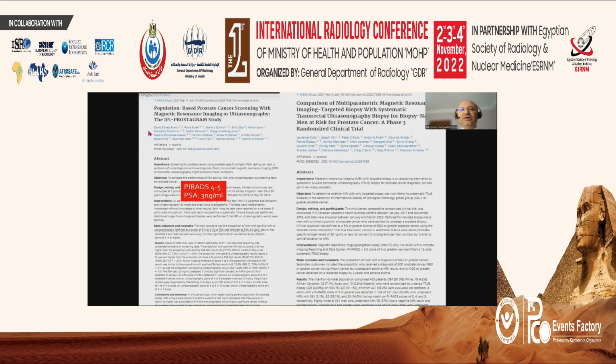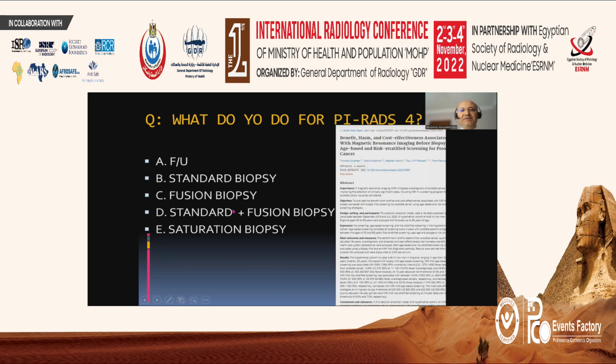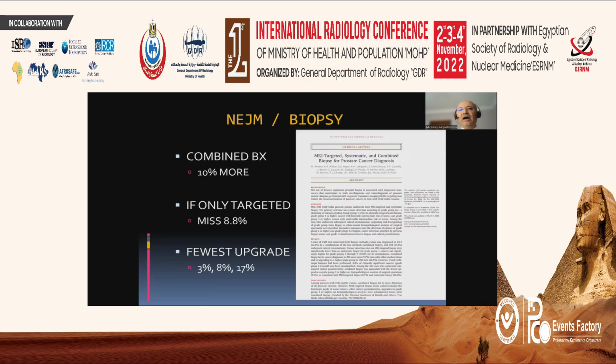And you can see there are different studies, prostatogram studies. If you have a PI-RADS 4 and 5 and PSA is over 3, you have to biopsy this. And that's why fusion biopsy is now the standard. So what do you do for a PI-RADS 4 lesion? The best way is you can do standard plus fusion biopsy. If you do a combined biopsy, you can detect more definitely, but if you do only targeted, you can miss like 90%. But the good thing is if you use the combined biopsy, you have the fewest upgrade on the gross pathology, like 3%. So that's why we have to do the combined biopsy in complex patients.